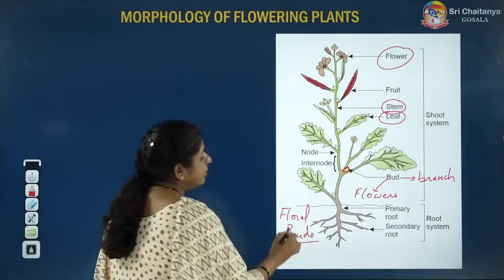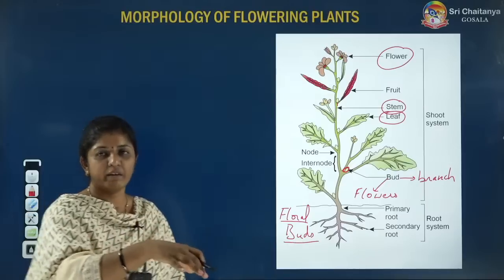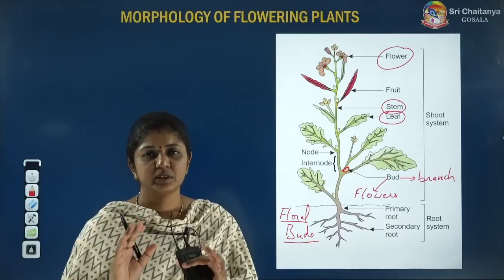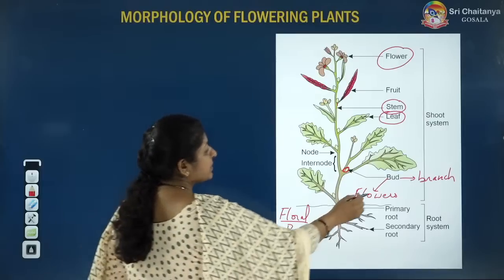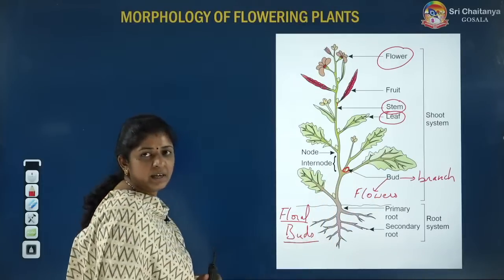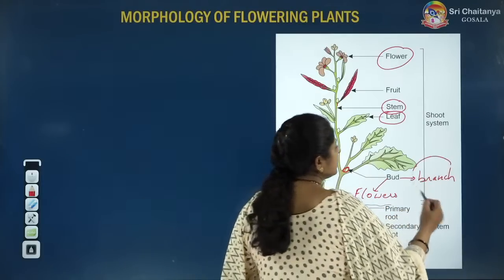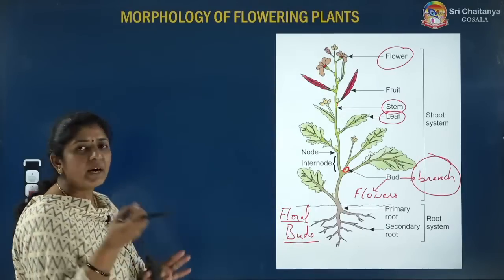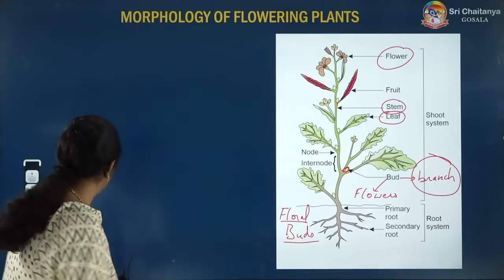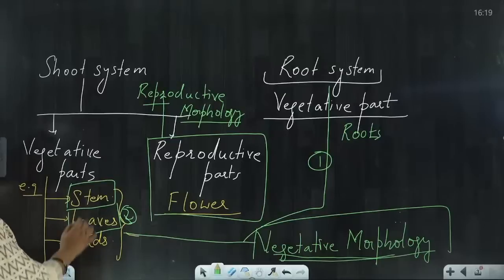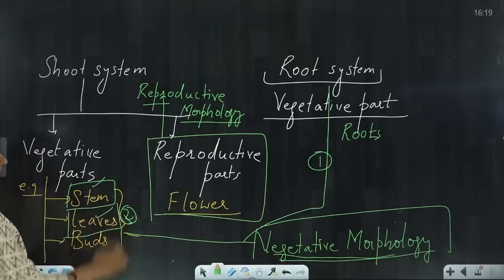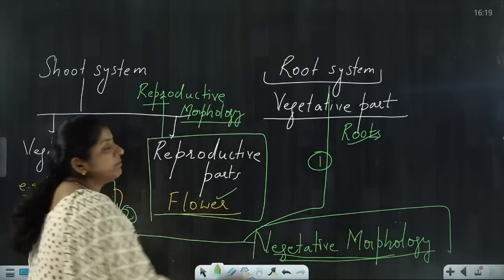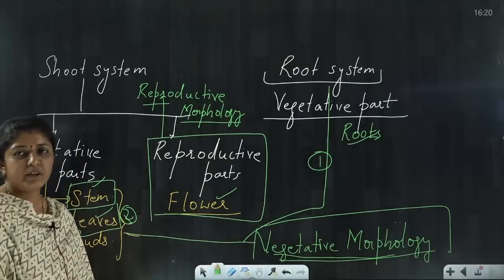The word flora here is related to flower. Otherwise flora means plants and fauna means animals, right? So floral buds are those which give flowers, and vegetative buds are those which give branches. Is that clear? I hope the word bud is clear to everyone. So we were on this topic where I said we will discuss stem, leaves and roots under vegetative morphology. Flower we will discuss under reproductive morphology.